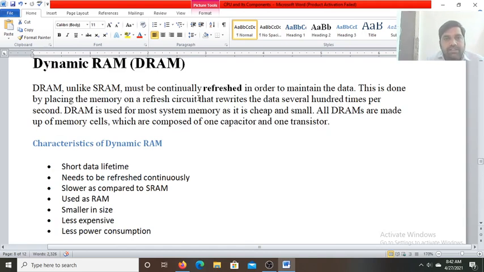Dynamic RAM is continuously refreshed in order to maintain the data. This is done by placing the memory on a refresh circuit that rewrites the data several hundred times. Means in the same memory, after an interval, it will write the same content.